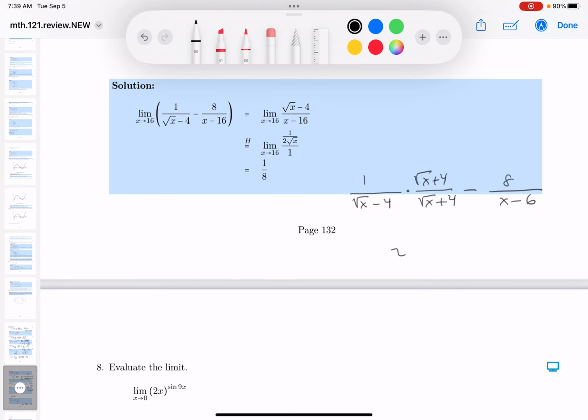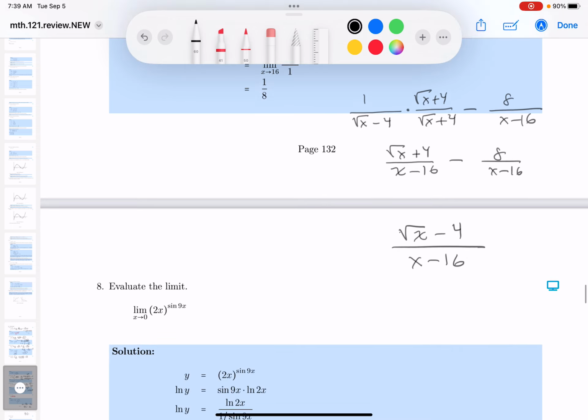Well, you're going to get x minus 16. And then you get root x plus 4. And then you get minus 8. I'm sorry, this is 16. Over x minus 16. Well, I'm looking at it, and it kind of simplifies pretty nicely. You get root x minus 4, and at the bottom, you're going to get x minus 16.